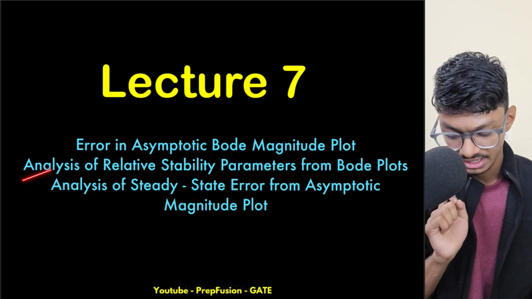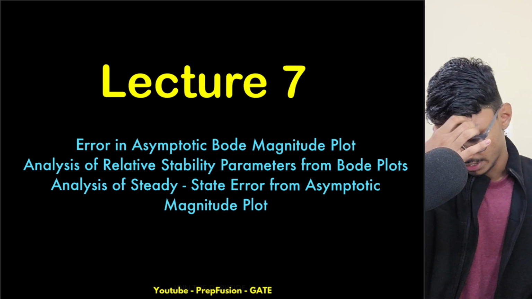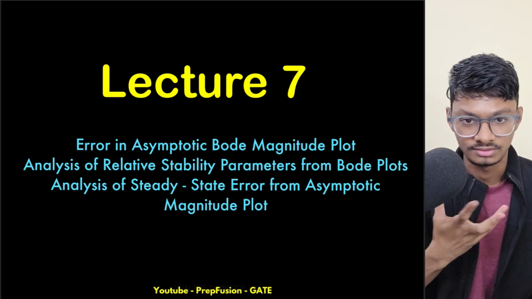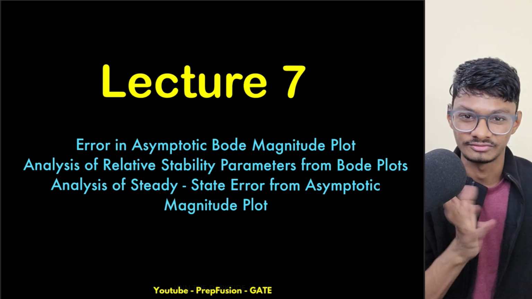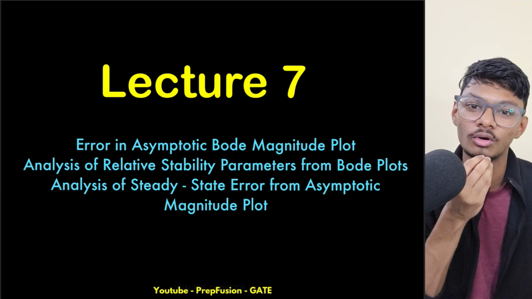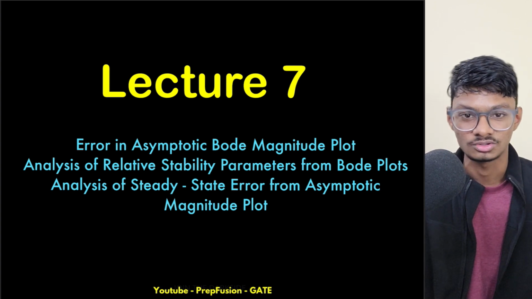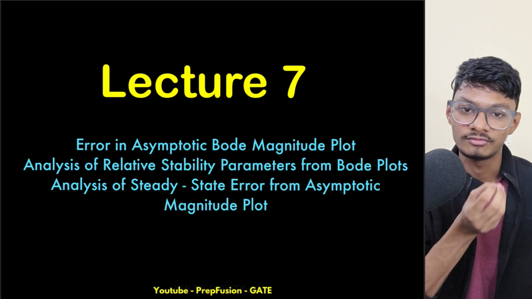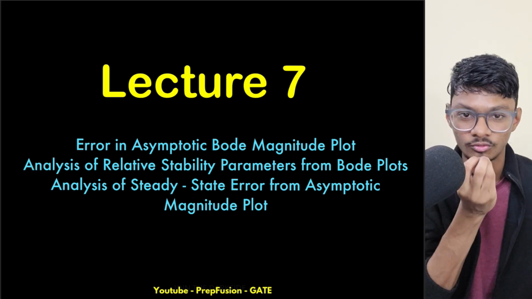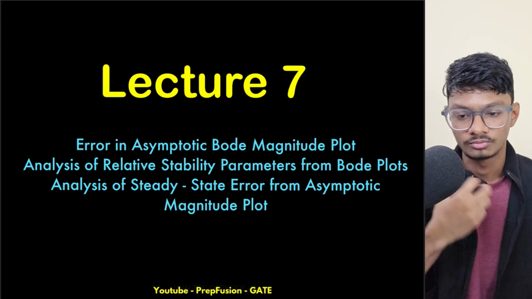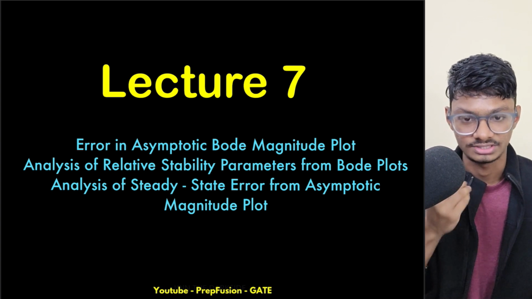What is the second topic? The second topic is analysis of relative stability parameters from Bode plots. We have already done this a few times because we have calculated omega gc sometimes. So it is very easy, not that difficult. These are only simple topics because you already know the concept. What is omega gc? What is phase margin? What is gain margin? All these things we already know. We just have to put those concepts in the Bode plots. We'll do one example problem which has come in GATE, and from that we'll totally understand the concept of omega gc and phase margin, all those things.